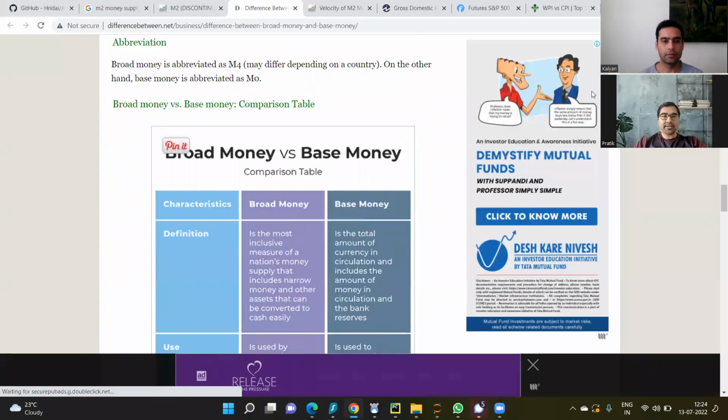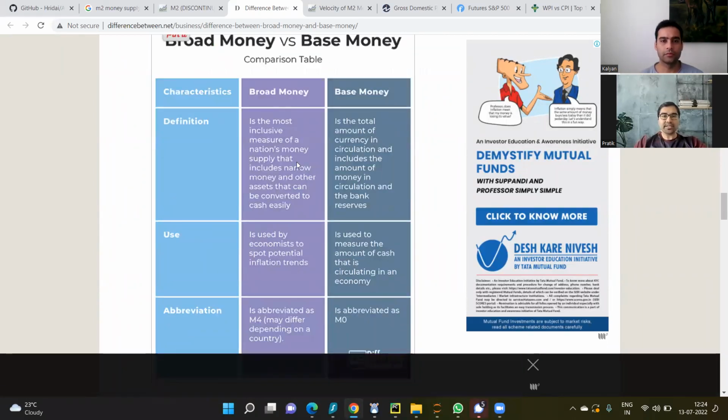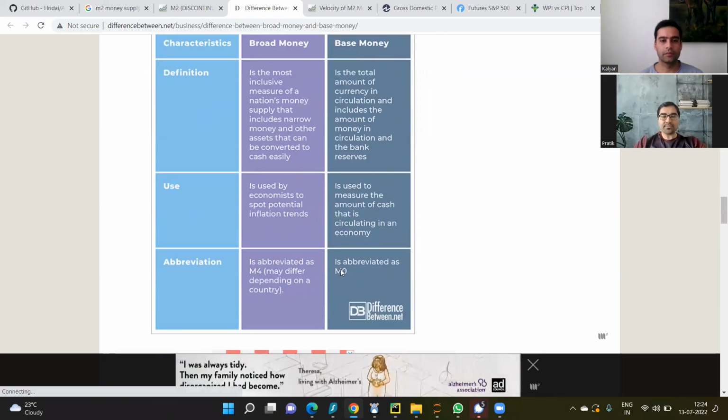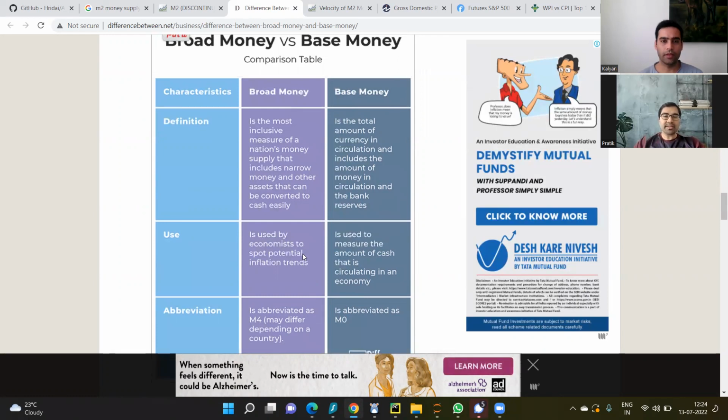So if you look at this particular area, there is broad money and there is base money. You can see the overall definition, but that is what I try to make you understand. Whatever is the base money is the currency in circulation and in the bank reserves. That is basically called M0 money supply. Now, the broader money supply is even broader than M2, but let's not go into that.